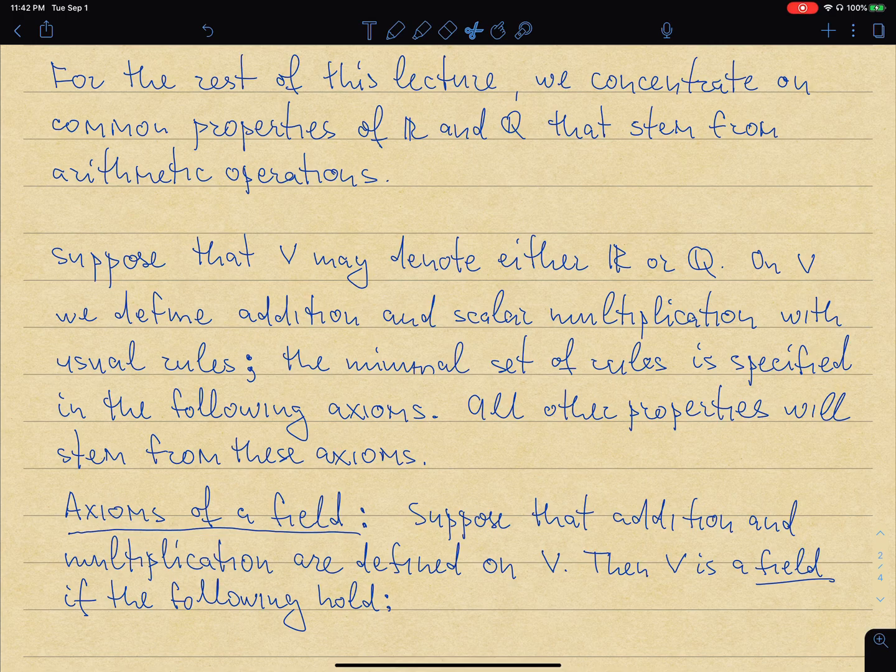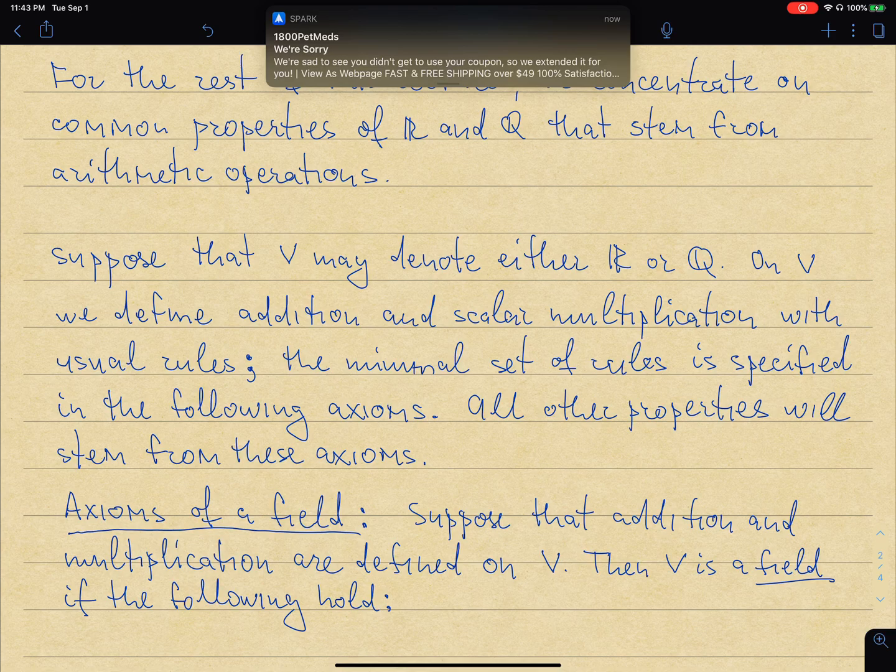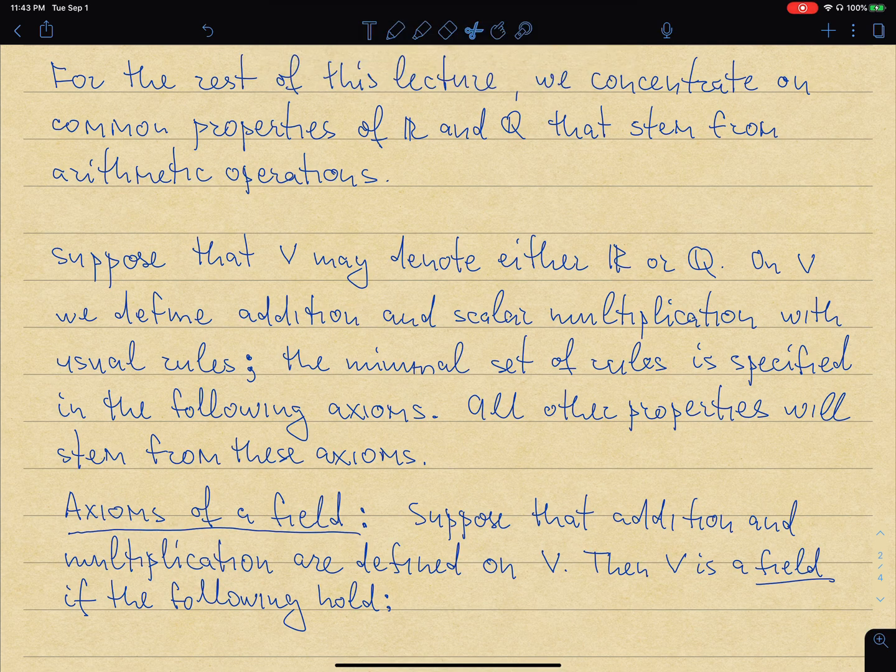And so if I can understand the structure of Q from a point of view of addition, multiplication, etc., then the structure of R from that point of view is going to be absolutely exactly the same. So that means that I can discuss properties of addition, multiplication, and so on without actually referring to whether I work with R or Q. And so what we're going to do is assume that we have a set V. So V can be either R or Q. On V, I define addition and scalar multiplication. And I assume that those are going to satisfy the usual rules.